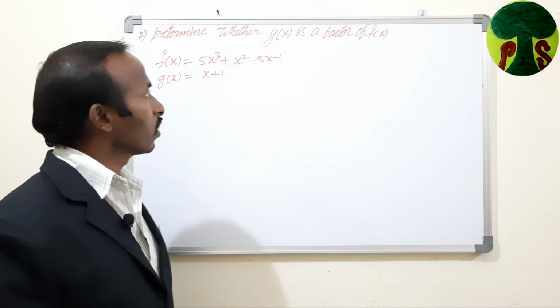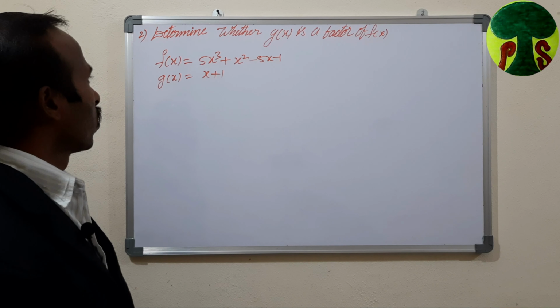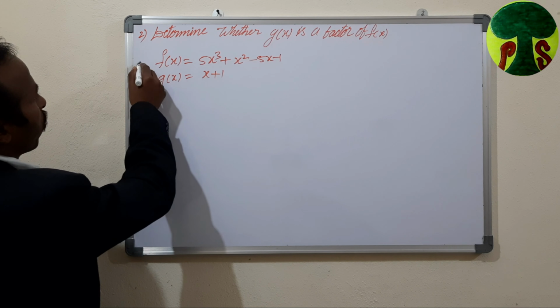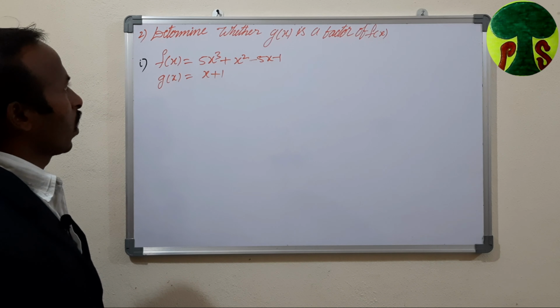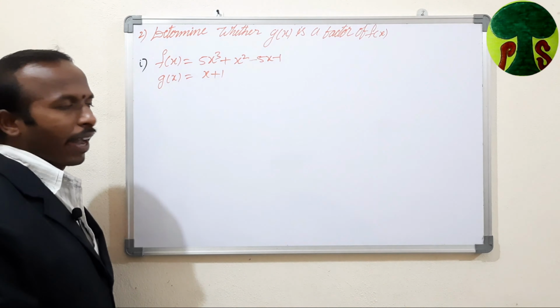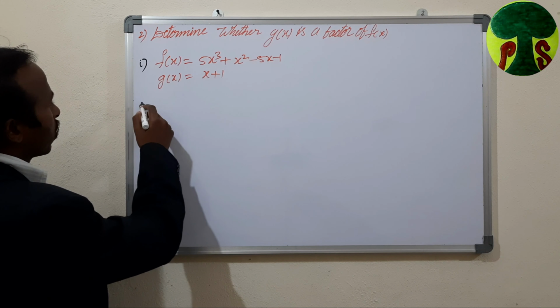Let's solve another question, that is, determine whether g of x is a factor of f of x. The given question is f of x equals 5x cube plus x square minus 5x minus 1 and g of x is equal to x plus 1. Let's see the solution.